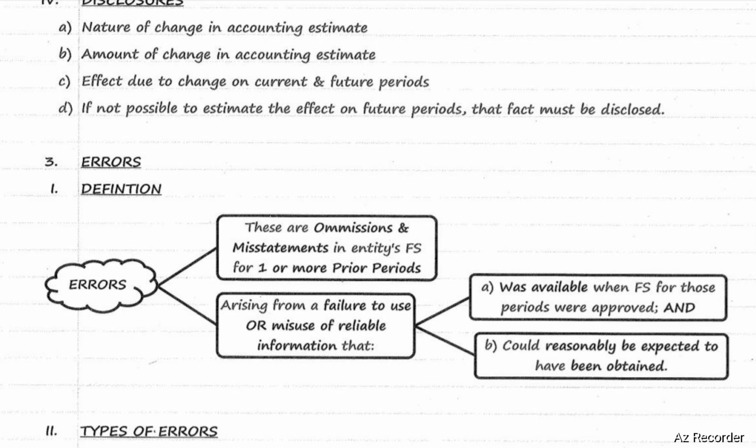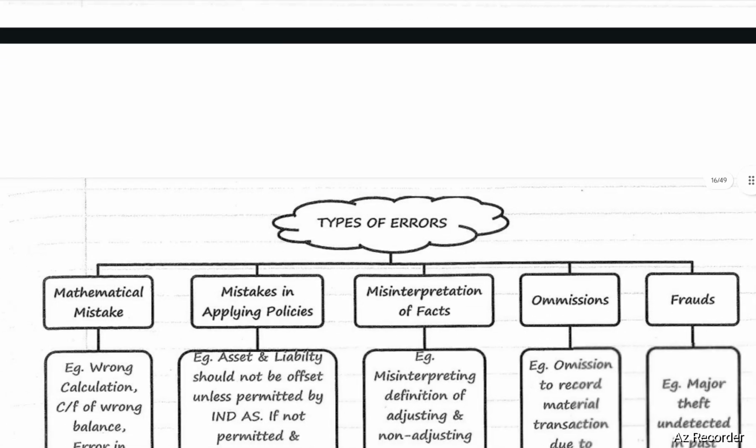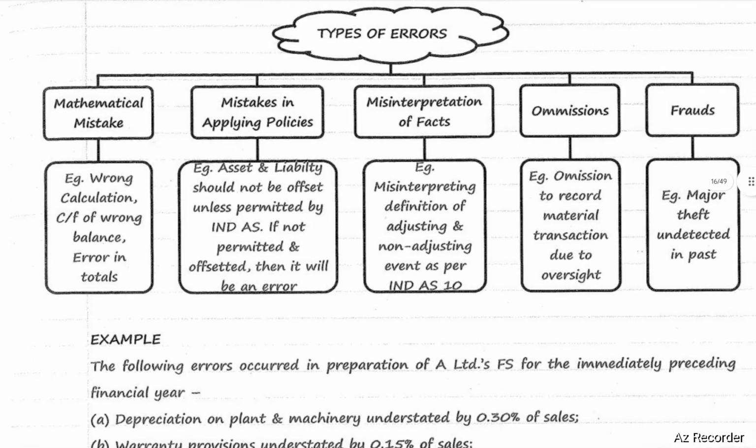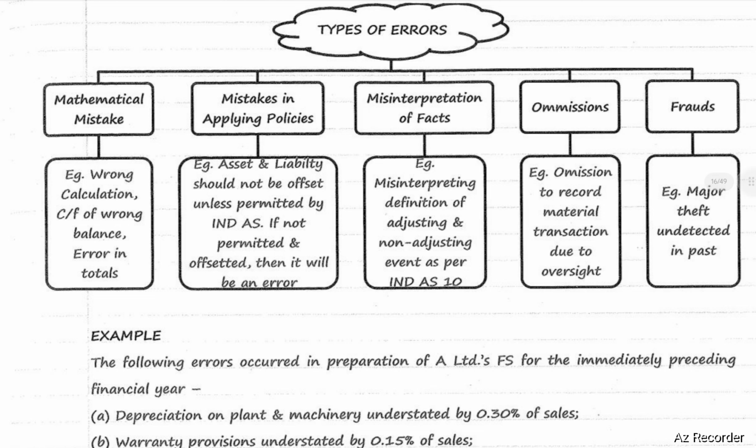What are the types of errors? First one, mathematical error. Mathematical error means a wrong calculation, carry forward of wrong balances, errors in totals. Second, mistakes in applying policies. Example, assets and liabilities should not be offset unless permitted by Ind AS. If not permitted and offset, then it will be an error.